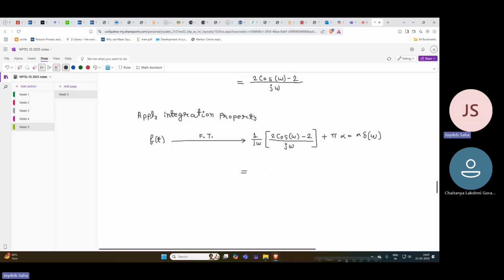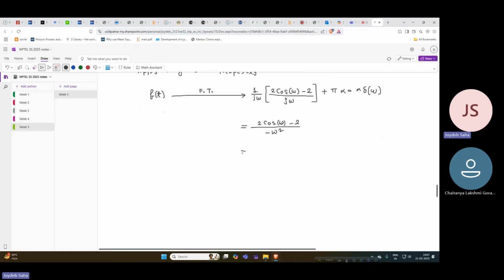So we are getting 2 cos omega minus 2 divided by minus omega square is equal to 2 common, 1 minus cos omega by omega square. Fine. So this is the solution.